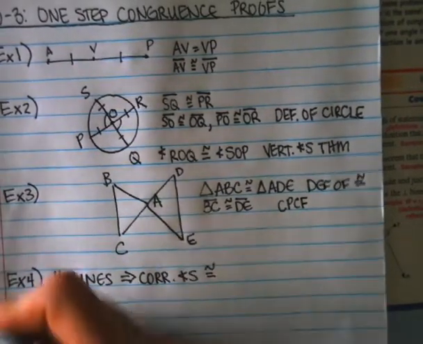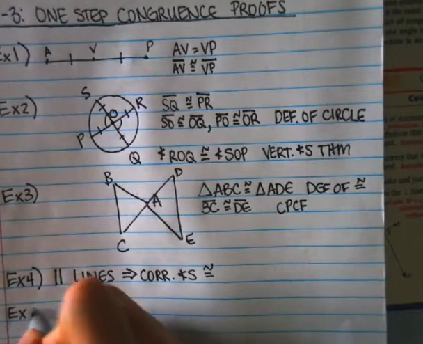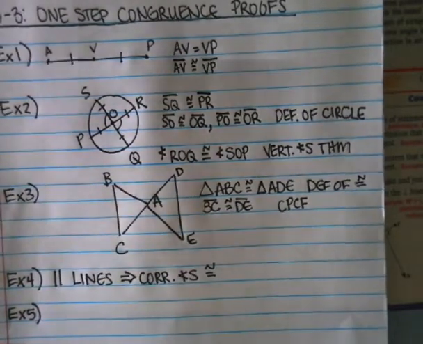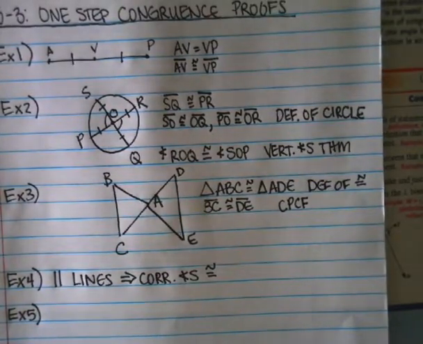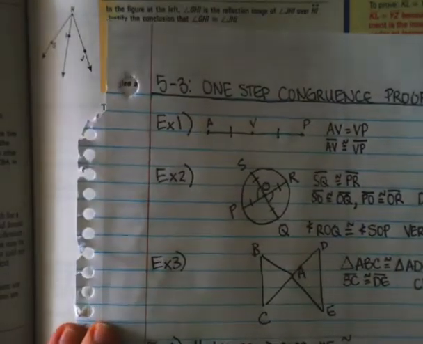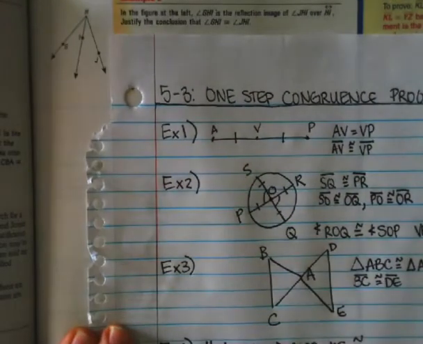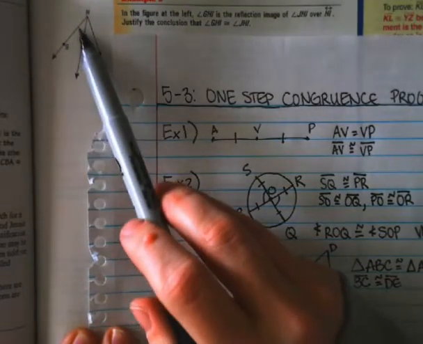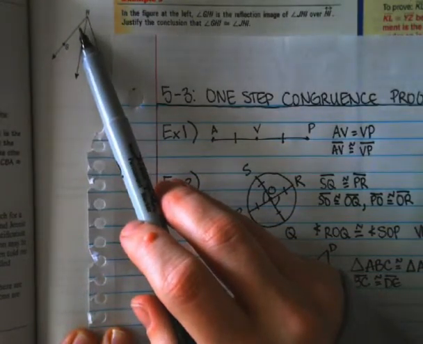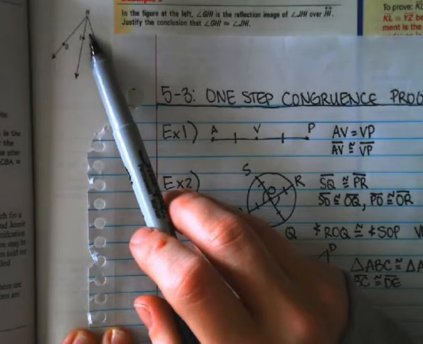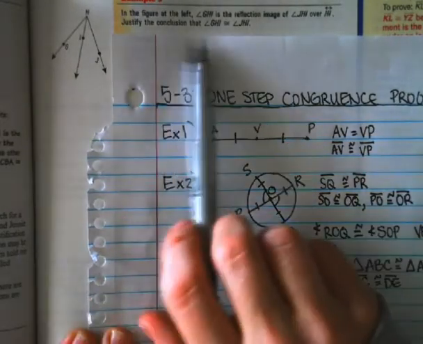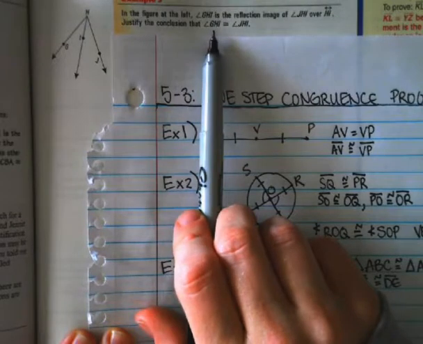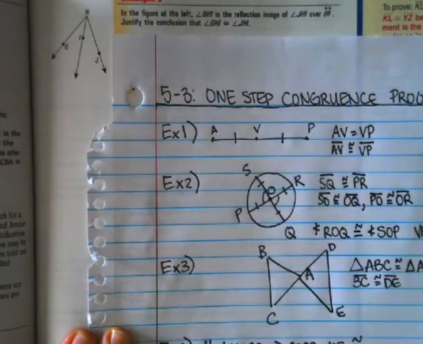All right. Hopefully these examples are kind of refreshing our memory on some of the justifications that we have. All right, let's look at example 5 up here on the next page. In the figure at the left, angle GHI is the reflection image of angle JHI over line HI. Justify the conclusion that angle GHI would be congruent to angle JHI.